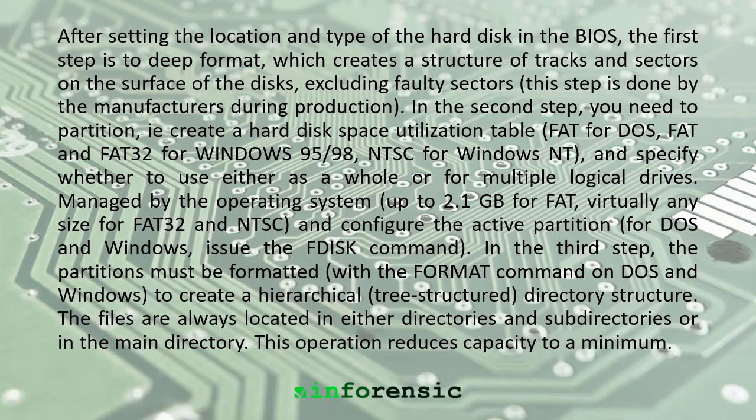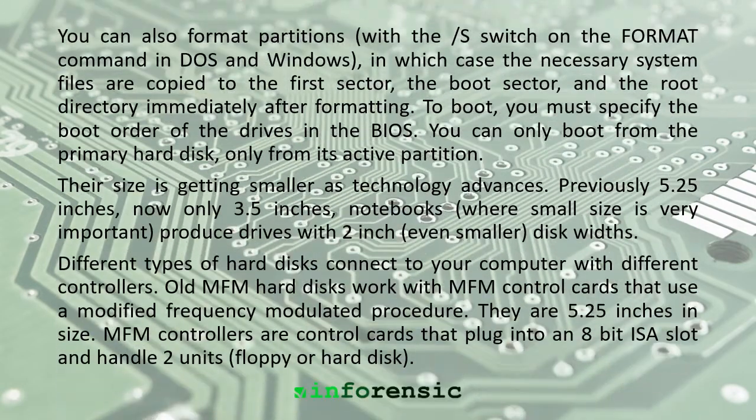The partitions must be formatted with the format command on DOS and Windows to create a hierarchical, tree-structured directory structure. The files are always located in either directories and subdirectories or in the main directory. You can also format partitions with the /S switch on the format command in DOS and Windows, in which case the necessary system files are copied to the first sector, the boot sector, and the root directory immediately after formatting.